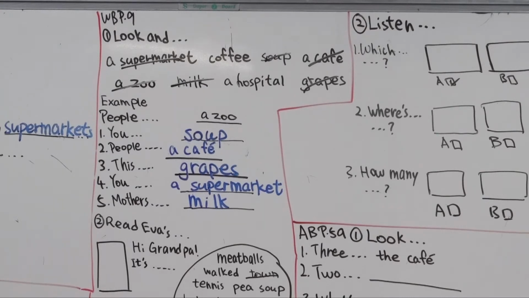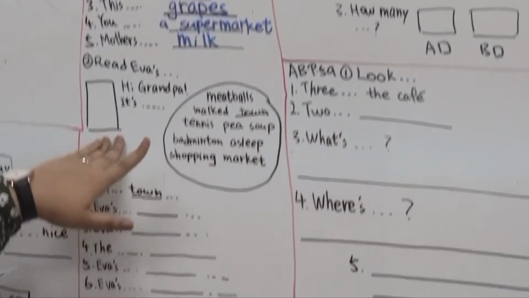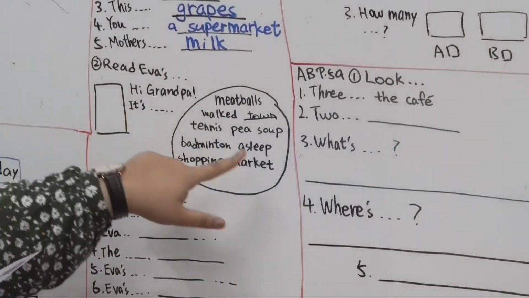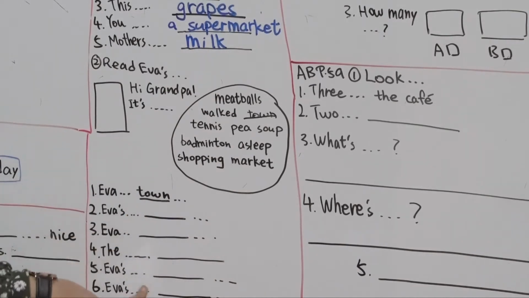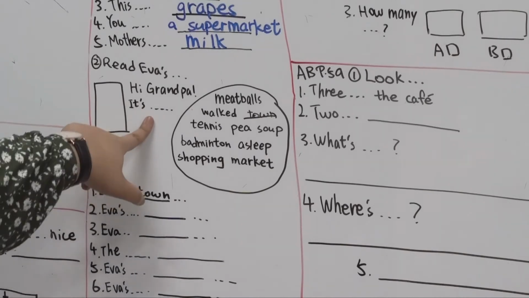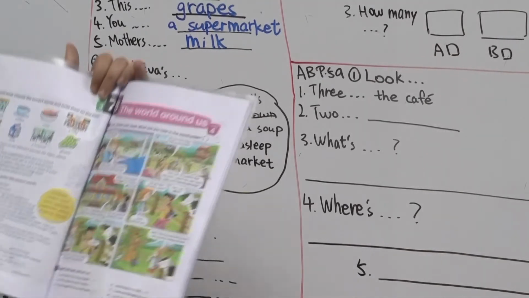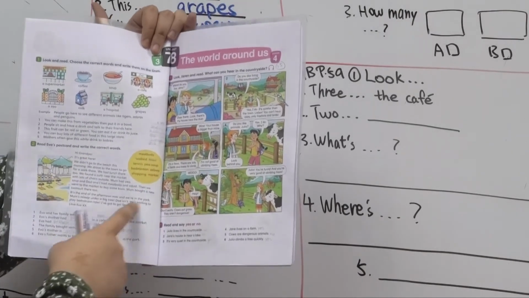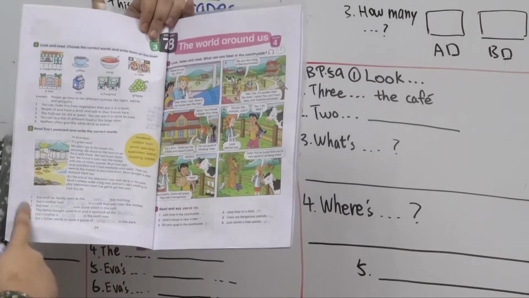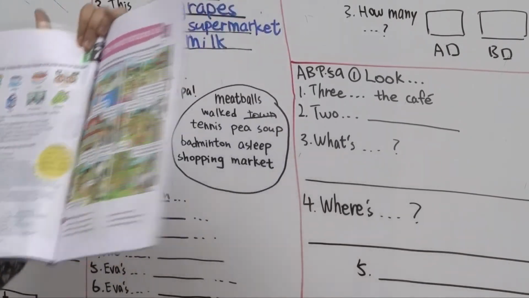Read Eva's postcard and write the correct word. So basically there's a yellow box, right? Next to the postcard. You have to choose the words, okay? And you have to write it on the line below. So let's read together. Look at your book. I'm talking about here. You have to read this section, or else you won't know how to do this, okay? So let's do it.